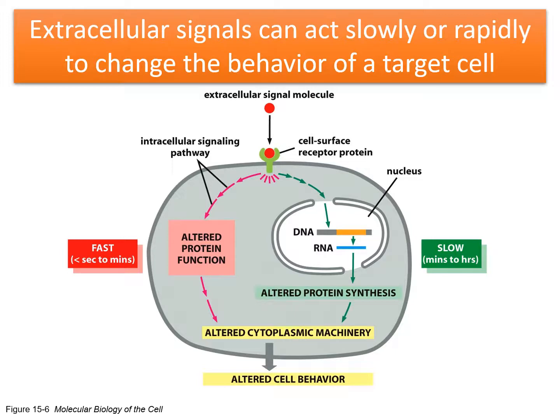So as I alluded to before, extracellular signals can either act slowly or rapidly to change the target cell's behavior. Your effector molecule can bind to this receptor, and you're going to get altered protein function right away, in terms of seconds to minutes. But it's also going to start the process of changing the genetic profile of that cell, which is going to be slow, in minutes to hours. But ultimately, you're going to change the behavior of that cell, just by two different pathways.